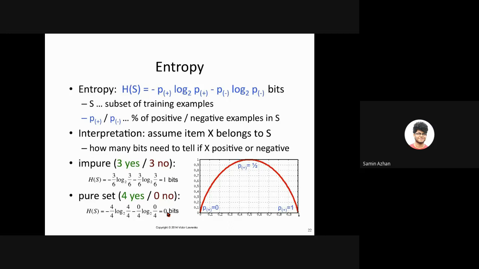So why are we calling the first example impure and the second example pure? Well, in our training data set, if we have mixtures of yes and no, that would be an impure data set. A pure data set is when all of the training data set is yes or no. That means there are no other possible outcomes. It's either all yes or all no. In this case, if it was 0 yes and 4 no's, it would have been a pure data set as well.